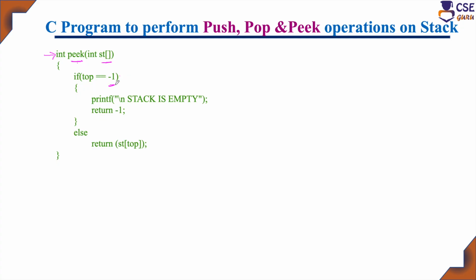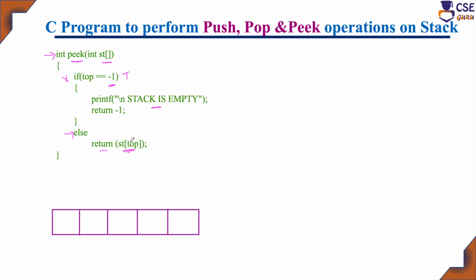So if top is equal to -1, if the condition is true, it will display the message stack is empty. Suppose if this condition fails, it will go to else part, just it will return the top position of the stack. Okay, so here this is the array implementation of stack, and here the elements we have placed. Okay, and top is pointing here, for example.